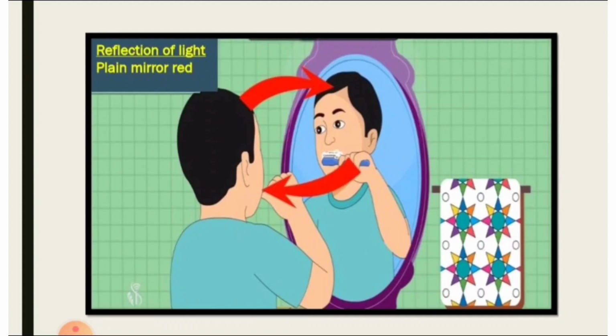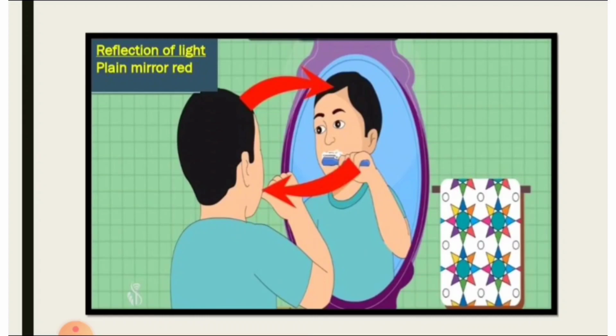Now let us see how light is reflected from the surfaces. When you see your face in a mirror, the light reflected from your face falls on the mirror and gets reflected back again. That is why you see the image in the mirror.